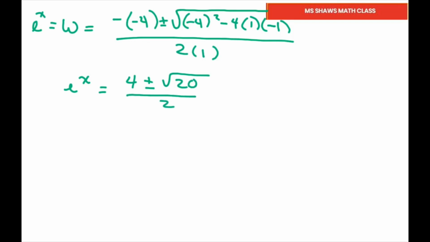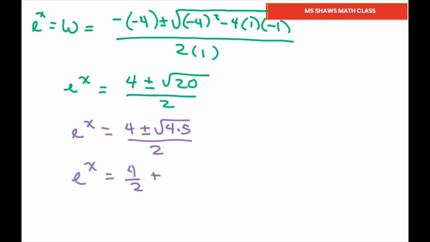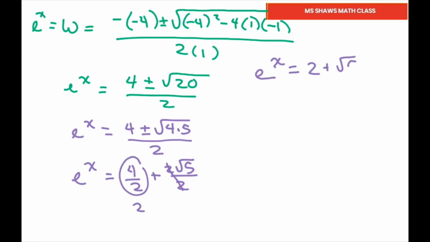Now simplifying this, we get e to the x equals 4 plus or minus, and this is going to be the square root of 4 times 5, divided by 2. So simplifying further, we get e to the x equals, and I'm going to put this 2 under each piece. The square root of 4 is 2, so you can pull that out, and we're left with the square root of 5 divided by 2. These cancel, and this equals 2. So we basically have e to the x equals 2 plus or minus the square root of 5.